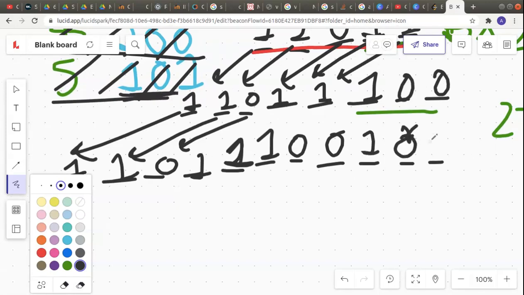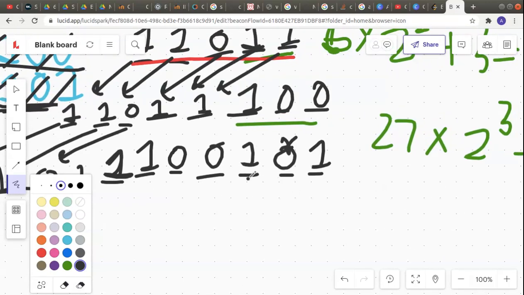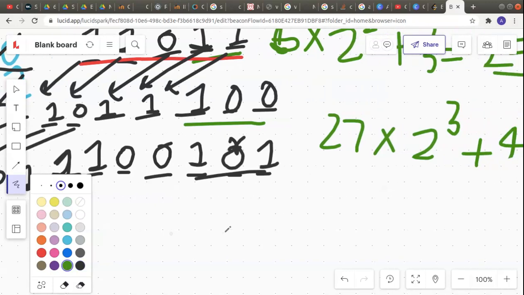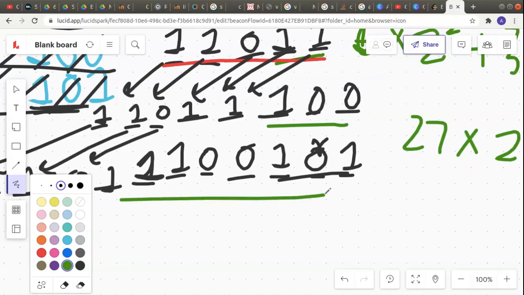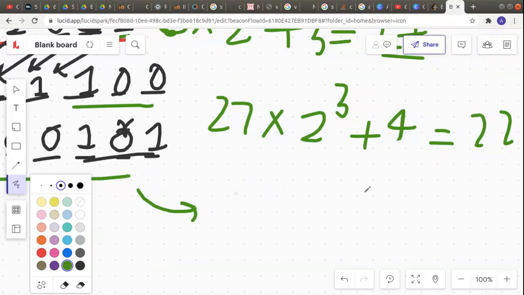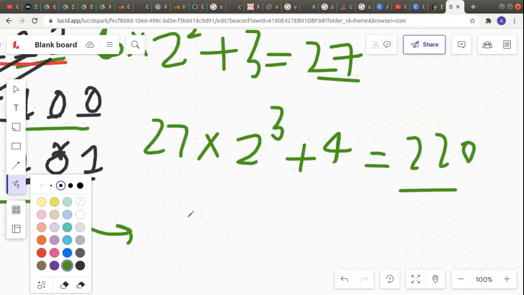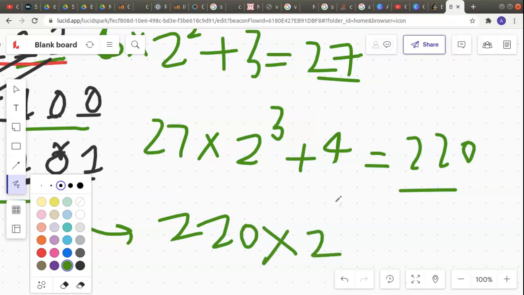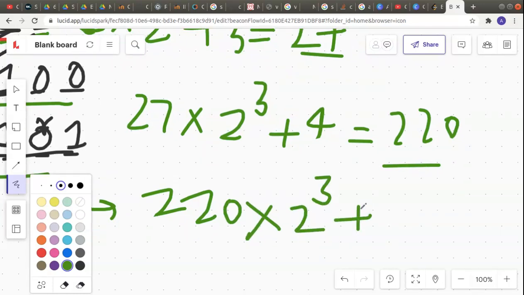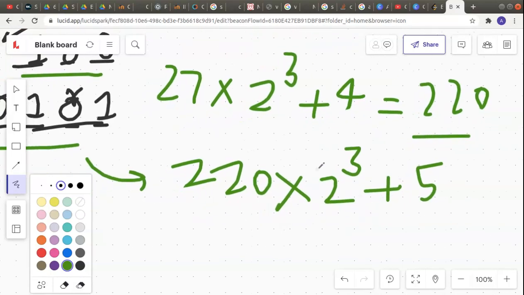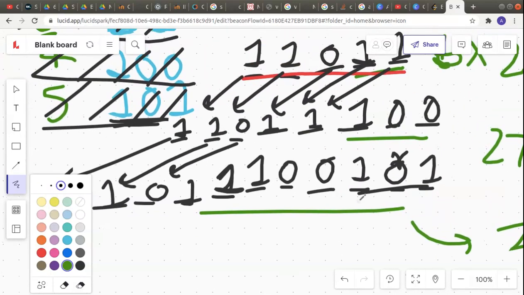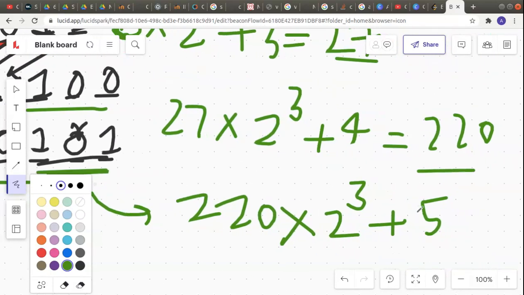And now what is the binary representation of this that I have written right now, and what is the original number representation of this? So the number which I had, 220, I've shifted it by three places. So 220 into 2 power 3 plus the number which I added just now, which is 5. Alright, I added 101 in the end, which has a representation of 5.